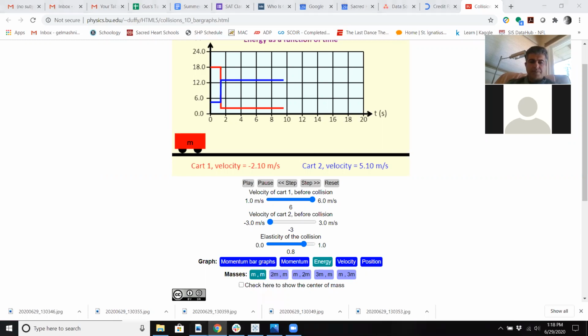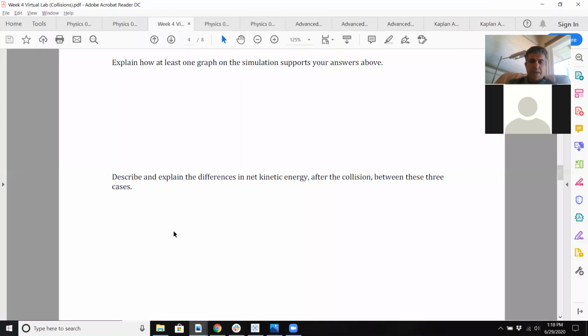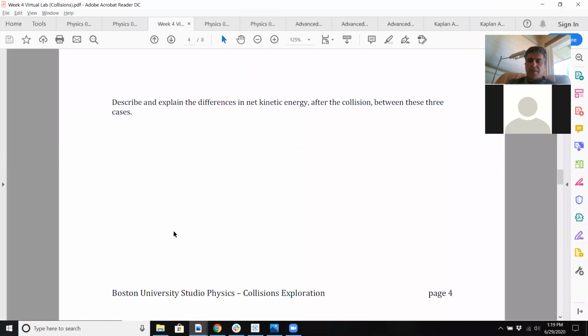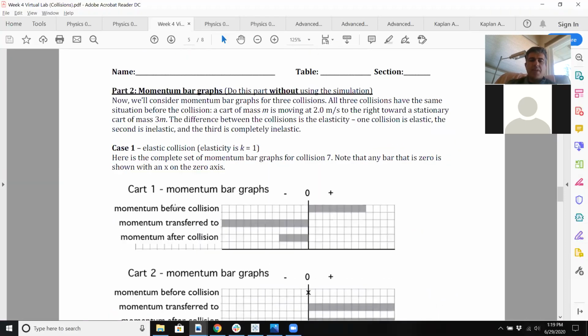And describe and explain the difference in kinetic energy after the collision between these three cases. Again, that's where you can talk about the whole fraction bit, like the final kinetic energy is 1/9 of the initial for case 2 when it was completely inelastic. When it was partially inelastic, then that was about 0.68. So you can get into that stuff too.